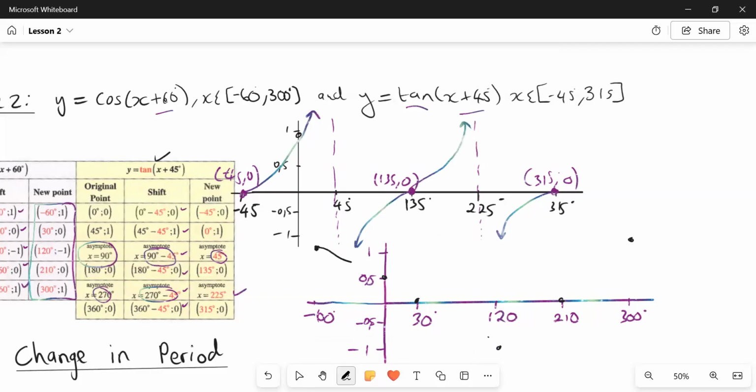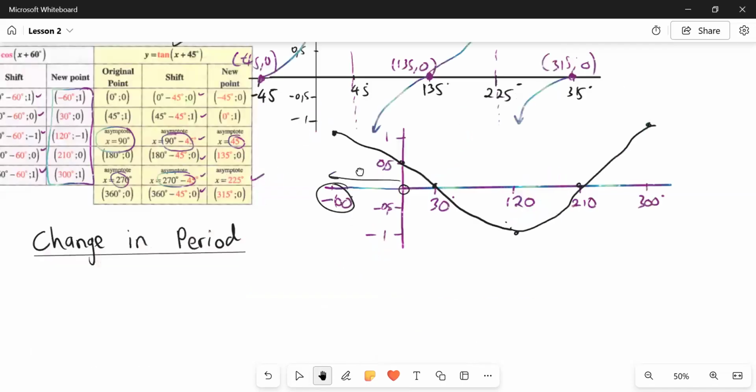Join the points. Now we're joining the points. And then here's our graph, where there's a horizontal shift, x plus 60 degrees. So obviously the graph was supposed to start at 0, but now it went that side. Now we are having negative 60 degrees because of the horizontal shift. Perfect. Now let's move to the change in period.